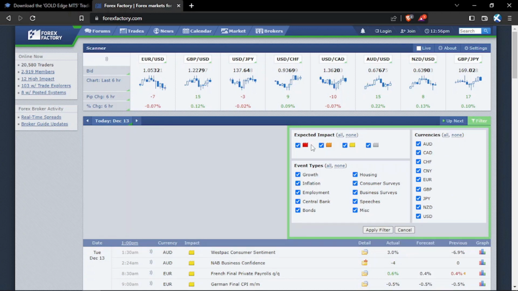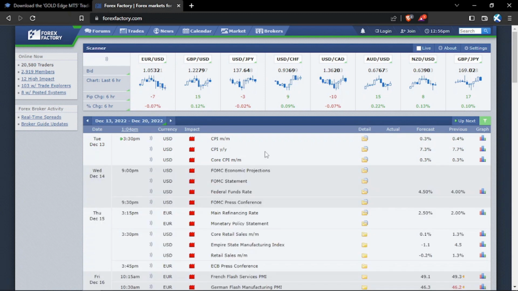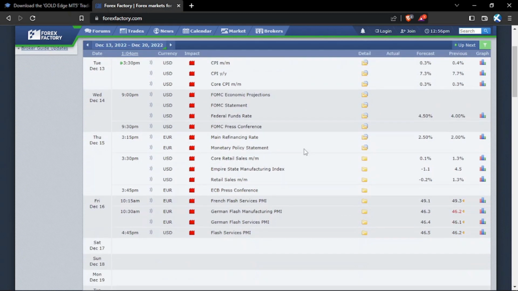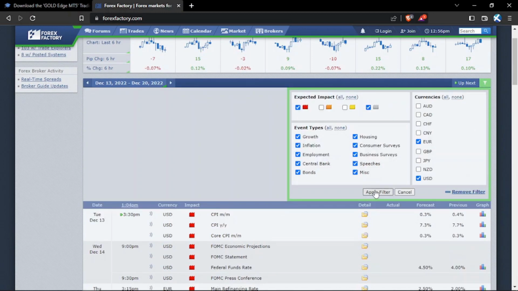For example, if we only filter out public holidays for pairs like the EURUSD, what we can do is select none, then select the US dollar and the euro, and select which impact news we will be avoiding, and apply the filter. If you select more, it will show you all of the upcoming events for that trading week, and at the bottom you can also select upcoming weeks past that.